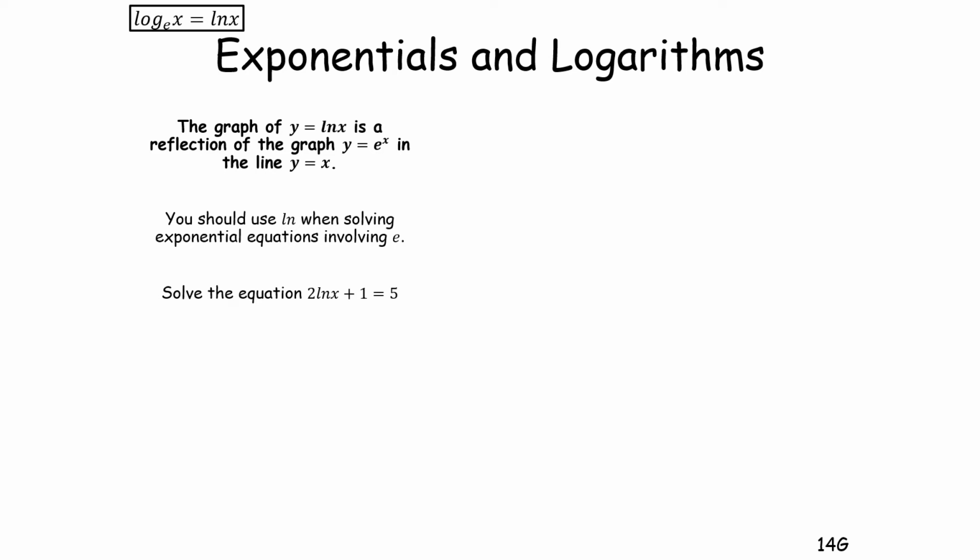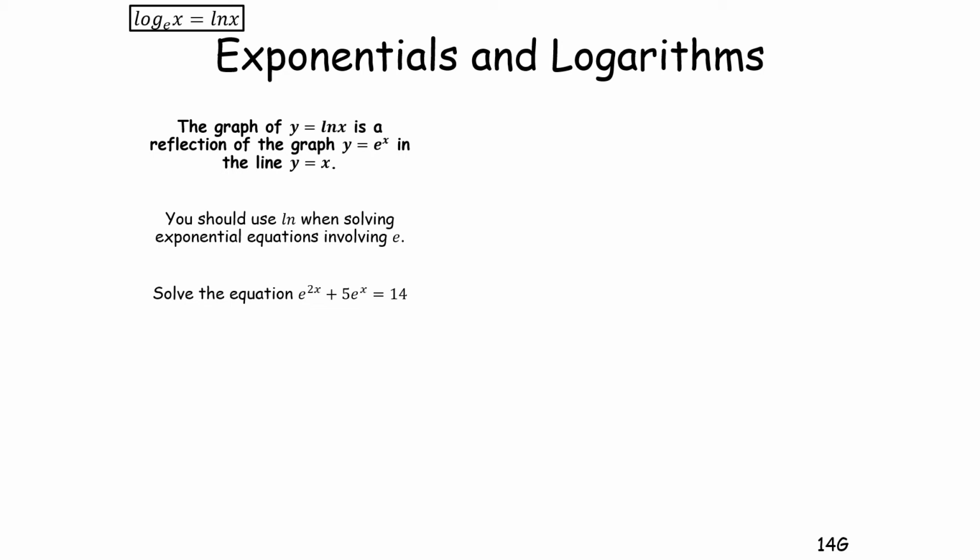So you'll see this is the same question I put up earlier. So here you subtract 1, so you get the 4, divided by 2, so ln x equals 2. And because you want to find out what x is, you can get rid of the ln by taking e on both sides. So e squared will equal x.